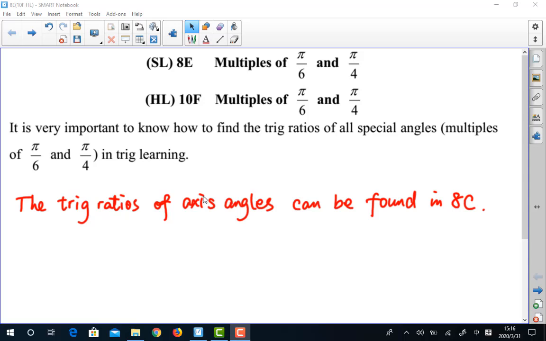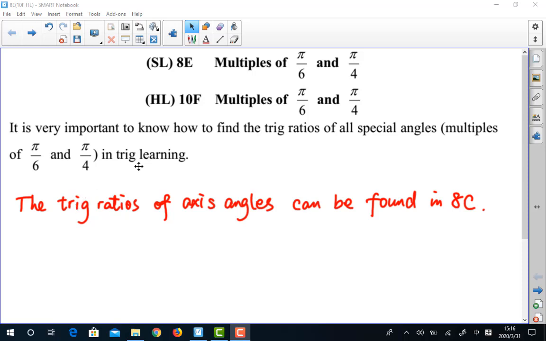Today we will focus on 8E or 10F for HR students. We need to look at how to find the trig ratios for those angles, which are the multiples of pi over 6 and pi over 4. It is very important to know how to find the trig ratios of all special angles. Those special angles are the multiples of pi over 6 and pi over 4.